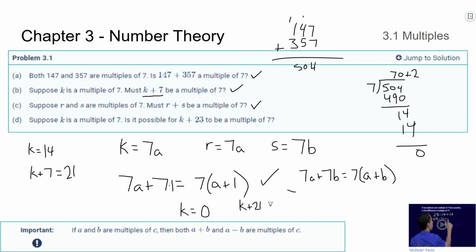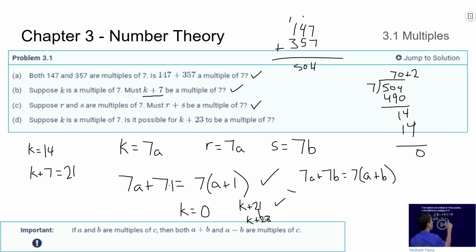that would be 0 plus 21. It would be just 21, right? That would be a multiple of 7. And what would be the next multiple of 7? Well, you just add 7 to that. So k plus 28 would be a multiple of 7.